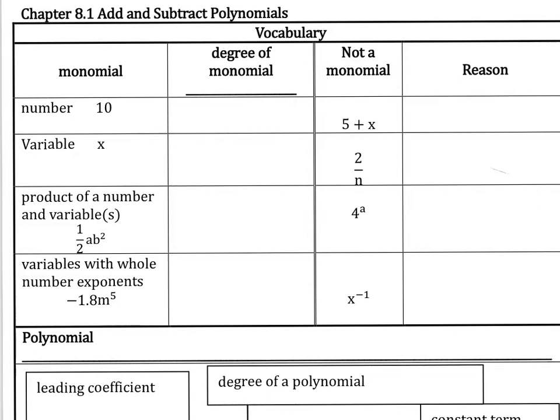8.1 Add and subtract polynomials. Let's first revisit the word monomial. Any number is considered a monomial. So 10 would be an example.